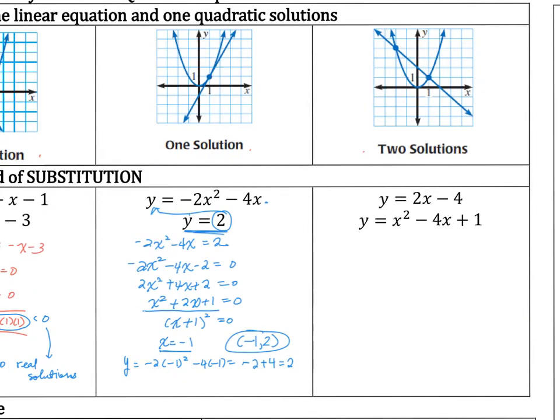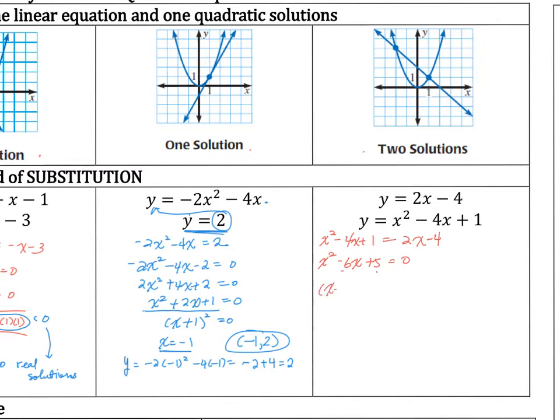Okay, now let's look at the case when there's two solutions. Again, I'm going to set these systems equal to each other by substitution. So this quadratic equation is equal to the linear function 2x minus 4. We rewrite this in quadratic form. This will be minus 6x plus 5.